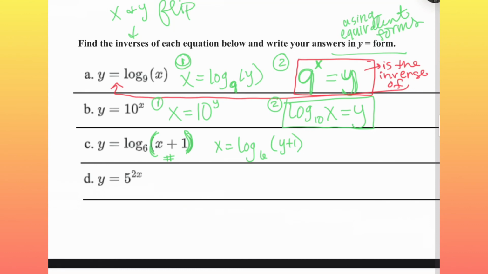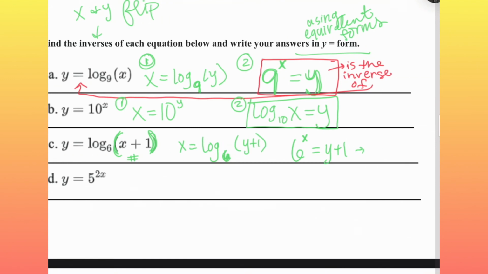So I'm going to take that base of 6 to start my exponential function. That output of x becomes the exponent, and my value of the log becomes the output, so y plus 1. We've got one more step if we want to isolate that y and fully get it into that y equals form, which is just to subtract 1 from both sides. So now y equals 6 to the x minus 1 is my final inverse.